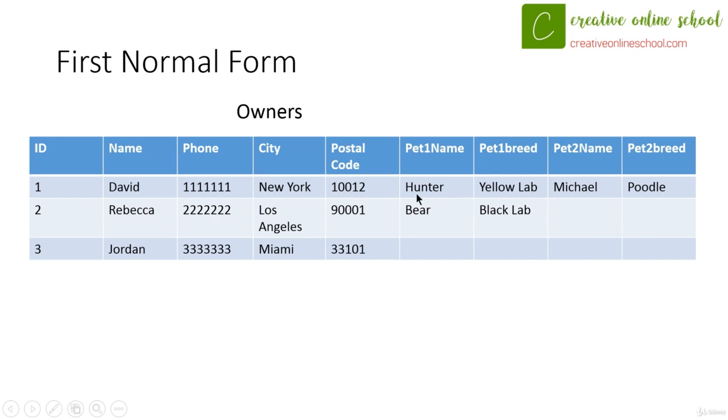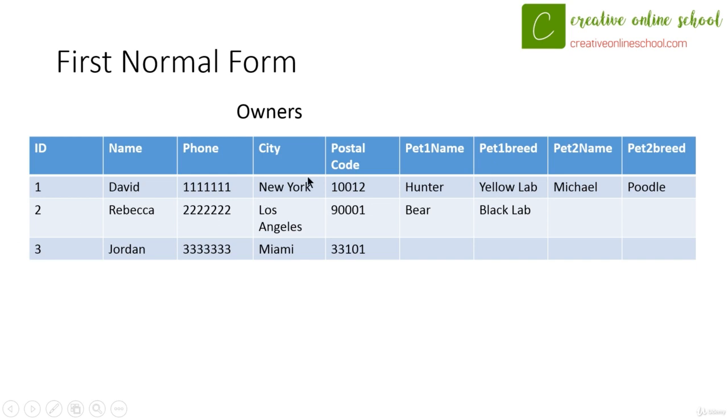We can see that David has 2 pets, Rebecca has 1 pet, and Jordan has no pets. This is perfectly fine because each column only contains one individual item, and this follows the rule of the first normal form, saying that each column must have atomic values. However, it does not follow the rule of the first normal form where there are no repeating groups of columns, because when we have pet 1 name and pet 2 name, these are repeating columns. These mean the exact same thing and are a waste of space inside of this table.